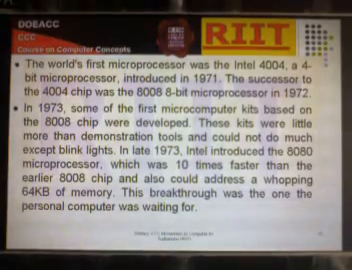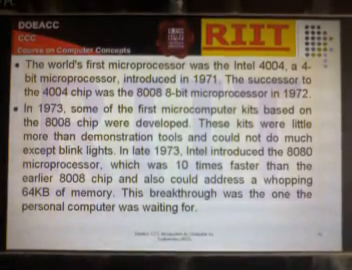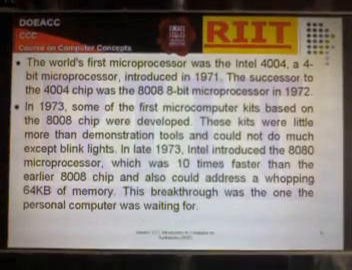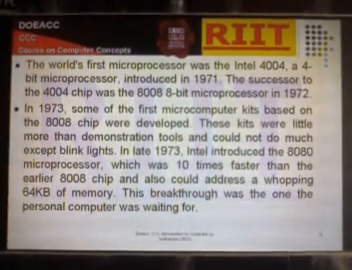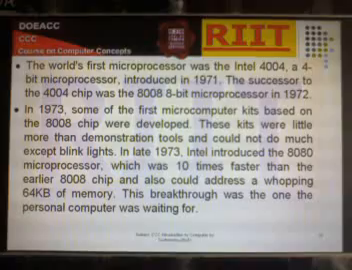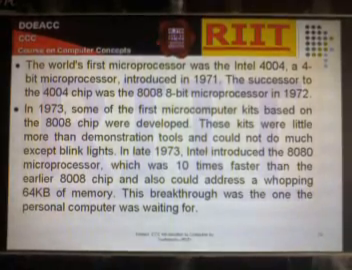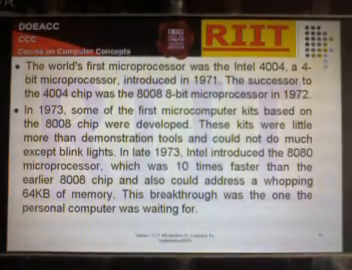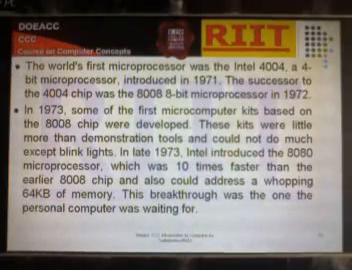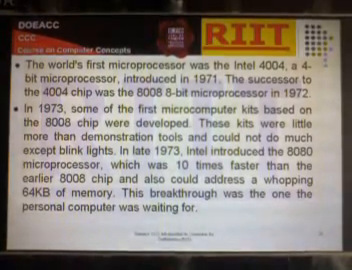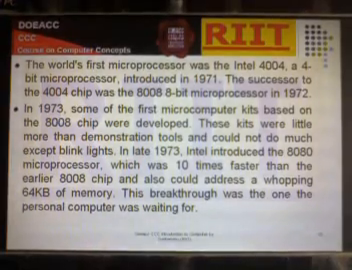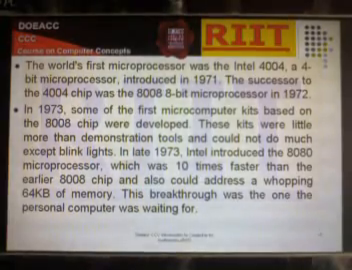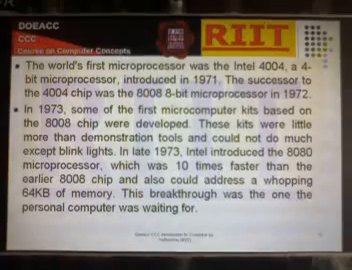The world's first microprocessor was the Intel 4004, a 4-bit microprocessor introduced in 1971. The successor to the 4004 chip was the 8-bit 8008 microprocessor in 1972. In 1973, some of the first microcomputer kits based on the 8008 chip were developed. These kits were little more than demonstration tools and could not do much except blink lights.